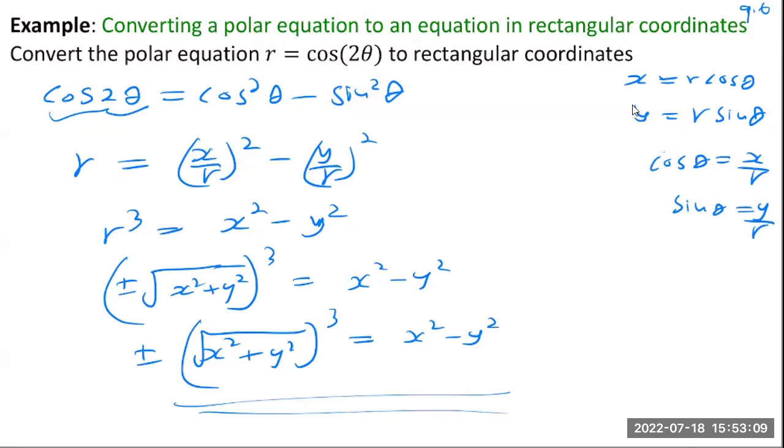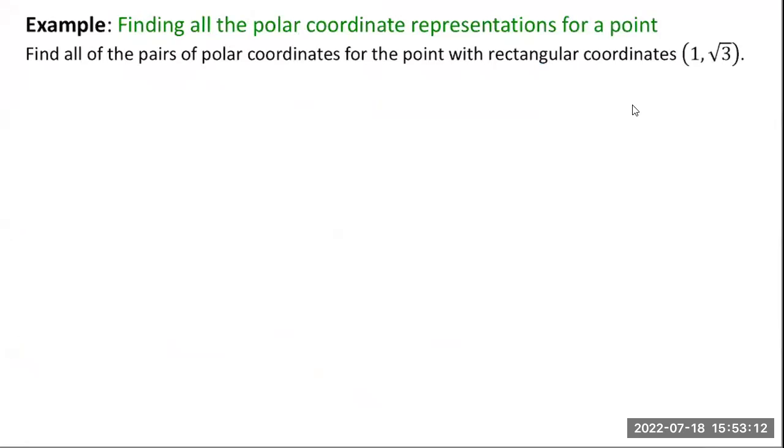Let's keep moving. I want to go over another example. Here is the example that I want to go over this time. Find all of the pairs of polar coordinates for the point with the rectangular coordinates 1 comma square root of 3. On the xy plane, where is that point? Let's say 1 is here, and square root of 3 is the y coordinate. This is square root of 3, this is 1. So this is the point.